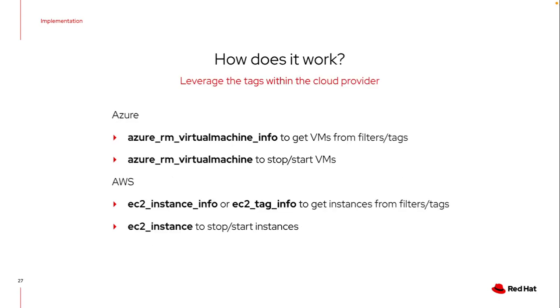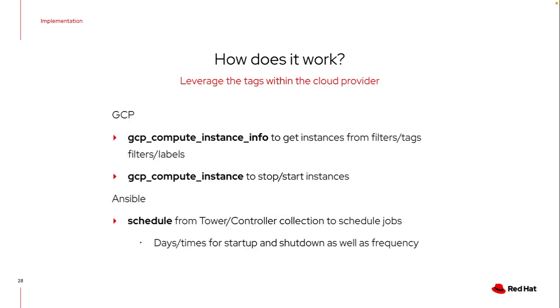So looking at the different resource providers, the playbooks themselves are honestly very easy. I'll show the ones that I did for Azure in a minute, but it's as simple as getting the information from all the virtual machines that have the specific tags or filters that I'm looking for, and then turning them off. The exact same process applies to turn them back on, whether it's Azure, AWS, or Google Cloud. And then the only other piece that I leverage is the Ansible collection, so either ansible.tower or ansible.controller, depending on which version of the platform I'm using to create those schedules.